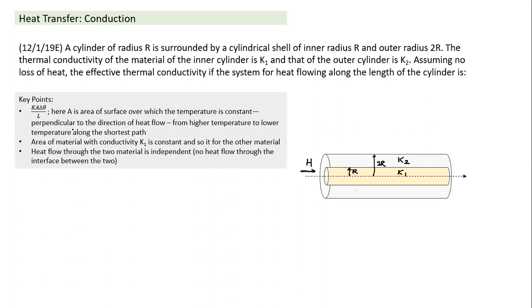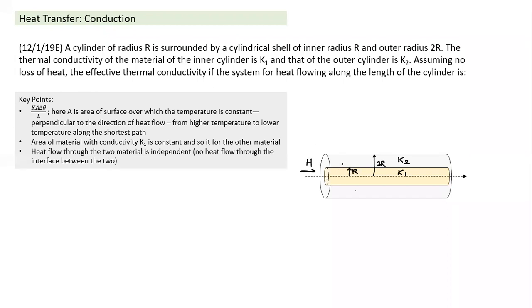Again, in this case, heat flow rate is K delta theta by L, where the area is the surface over which the temperature is constant. That's why it is perpendicular to the surface. Another way to understand: whichever direction, heat flows perpendicular, from higher temperature to lower temperature along the shortest path. The area of material conducting K1 is constant. If the area of the conducting material is constant, consider the heat flow rate across this internal rod.